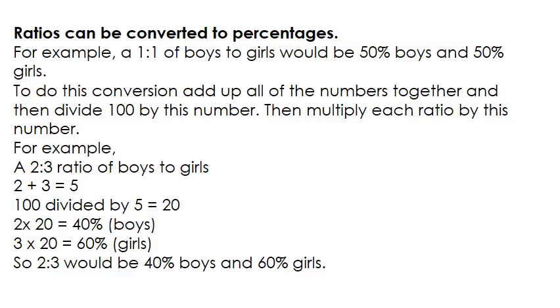For our second example here, if we had a 2 to 3 ratio of boys to girls, 2 plus 3 is 5. 100 divided by 5 is 20. So that means one of the ratio units is 20. So 2 times 20 is 40% of boys, and 3 times 20 is 60% of girls. So a 2 to 3 ratio would be 40% boys and 60% girls.